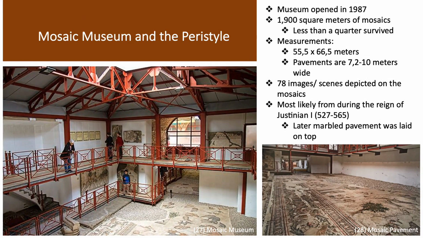The greatest finding of the excavations was the Peristyle Courtyard. The courtyard extends over 55.5 times 66.5 meters. It has 4 pathways, which were 7 to 10 meters wide. On 1,000 square meters of mosaics, of which less than a quarter survived, about 78 images and scenes are depicted.